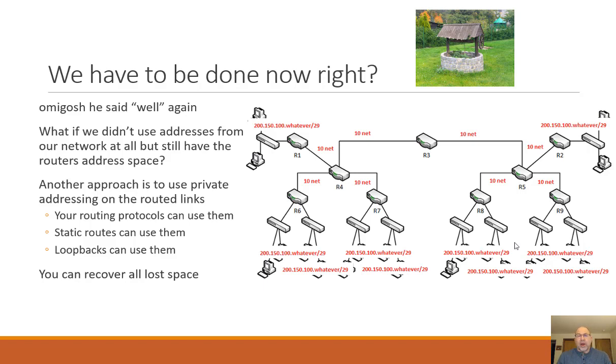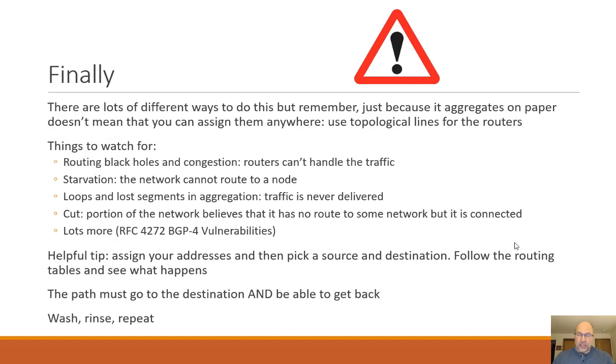So we use private addressing all the time. We use it for routing protocols. Static routes have no problem with them. And of course, even loopback addresses, which are our management interfaces a lot of times, we use private addresses. And in that case, you'd recover all of the lost space and you can use every bit of it for your public-facing IP addresses. Okay, so this was just one set of examples on how to do this.